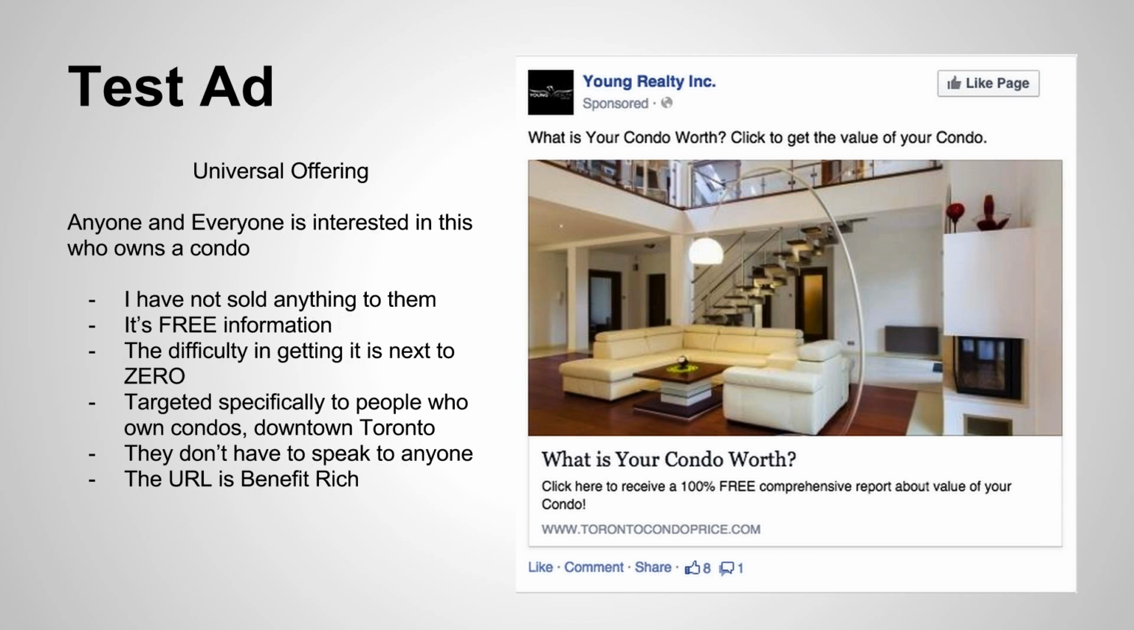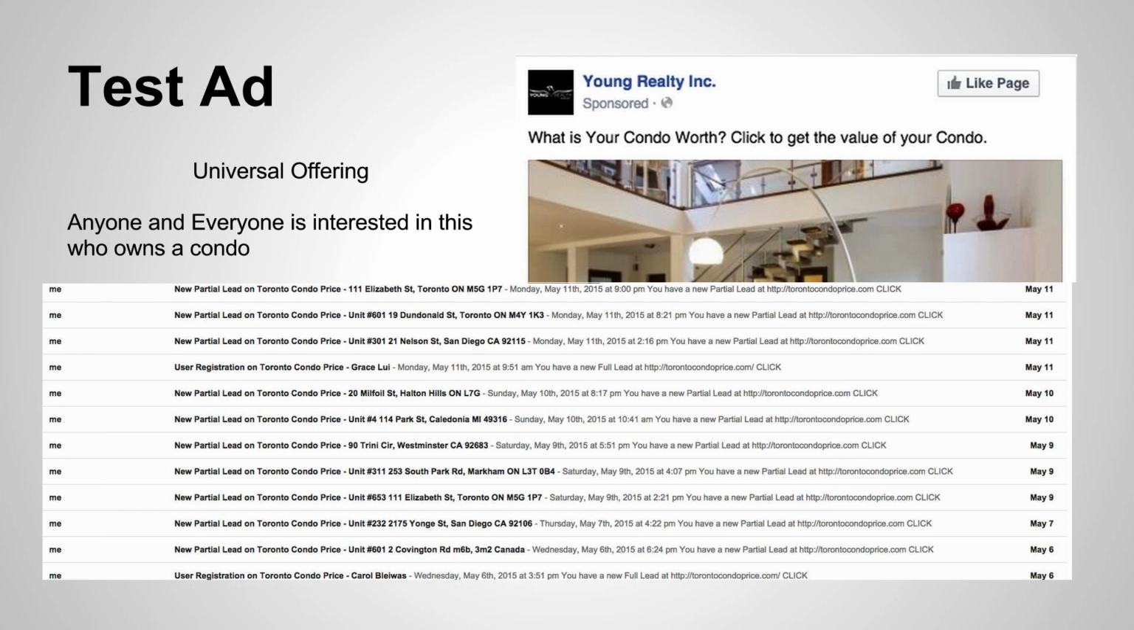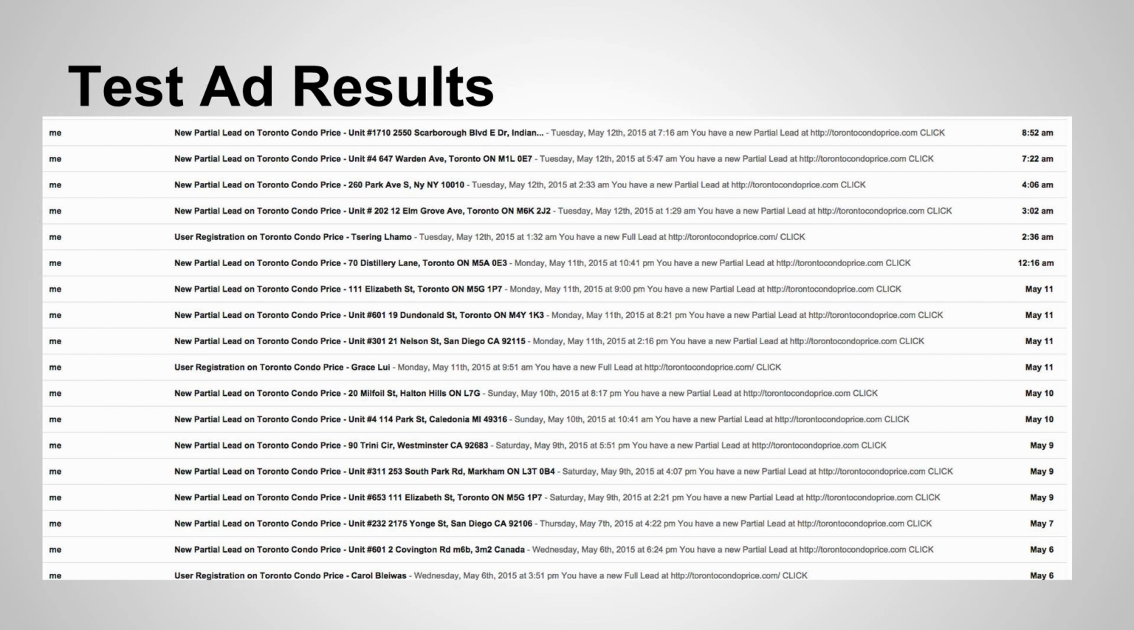But the key to any ad, whether it's on Facebook, Craigslist, Kijiji, AdWords, print, direct mail, whether you're doing telemarketing, it doesn't matter. If it's not a universal offering, you're wasting your time and your money. You just are. If you're trying to sell one specific house at one specific price, it's not worth it. If you're trying to sell something very specifically to just a seller or just a buyer or just a landlord or just a tenant, you're really segmenting the marketplace and you're not maximizing what you need to get out of this.